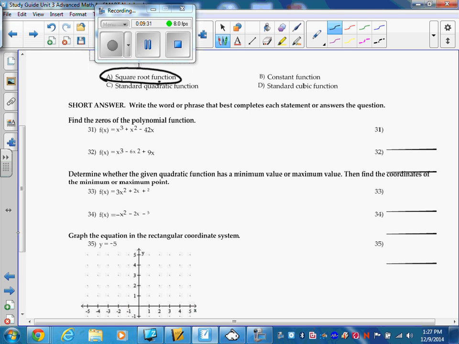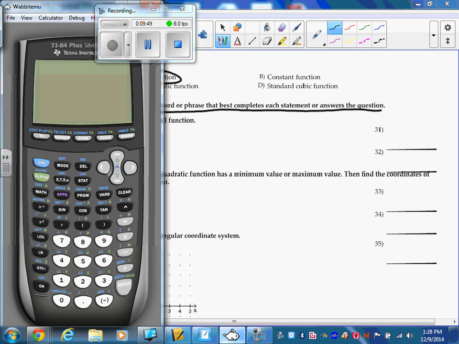Now, a lot of you are confused by this, right? The word or phrase that best completes. It really just means answer the question. So in this case, I'm finding the zeros of the polynomial function. So as I'm finding the zeros here, the first thing that I'm going to do is plug that into my calculator. So up comes the calculator, and I'm going to turn it on.